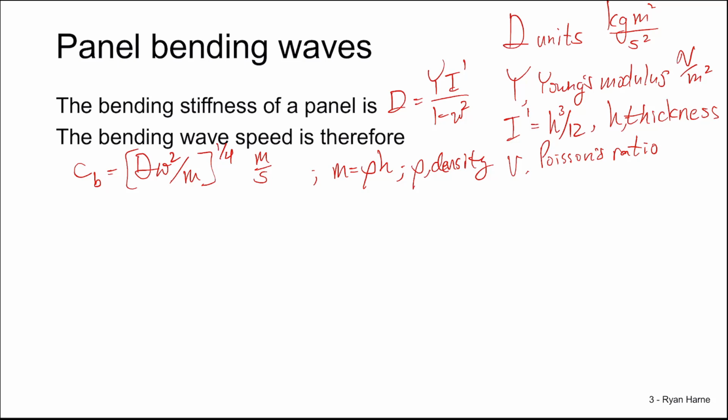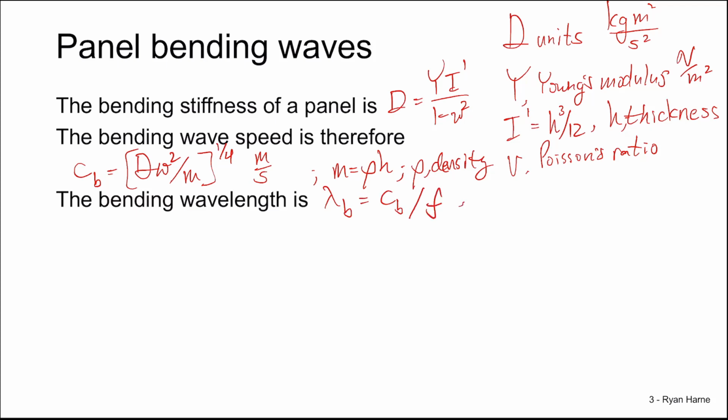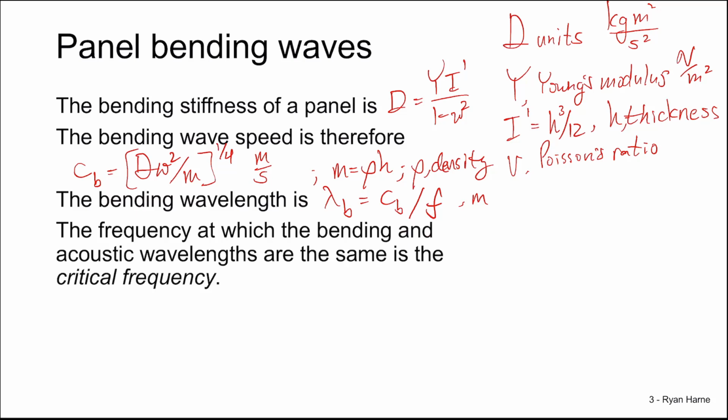Knowing the bending wave speed, we can divide it by the frequency to find the bending wavelength. Lambda sub b is equal to c sub b divided by f. Of course, this has units meters. The frequency at which the bending and acoustic wavelengths are the same is called the critical frequency. When we equate lambda b equal to lambda, what we find is the critical frequency.